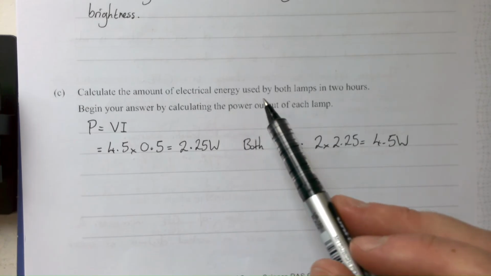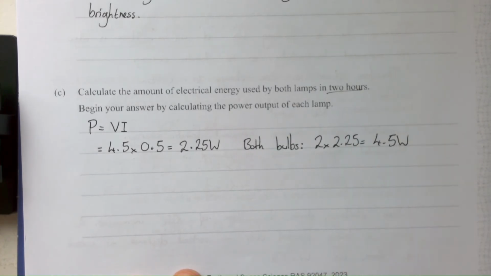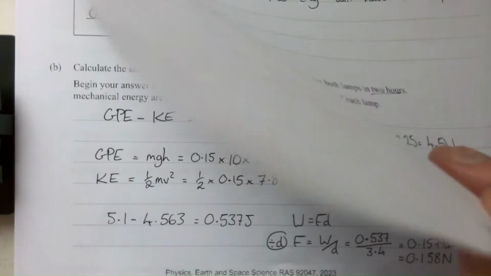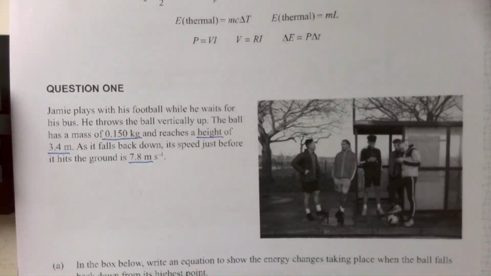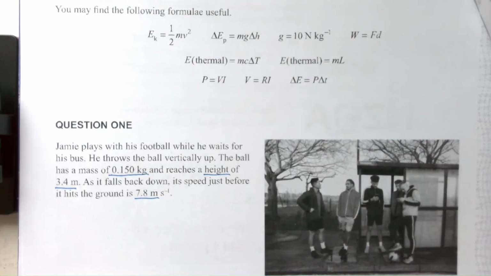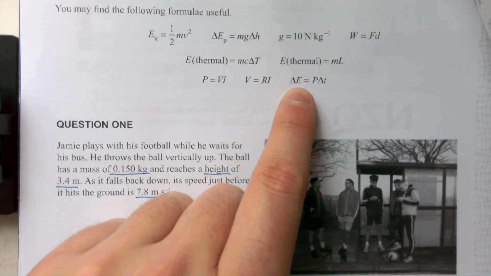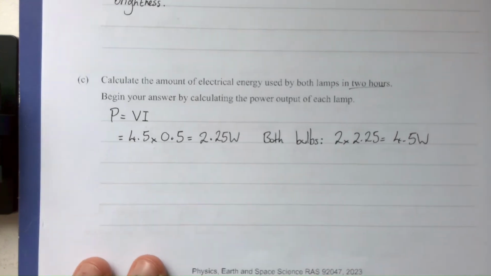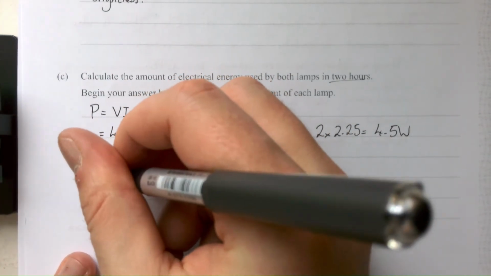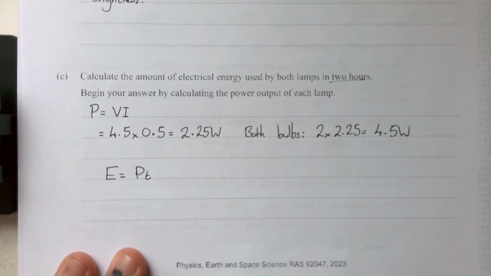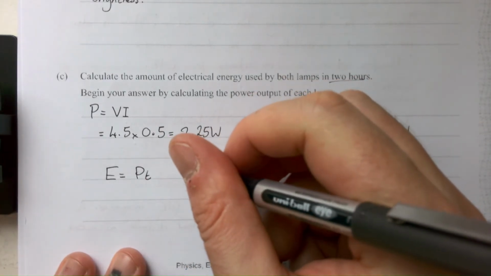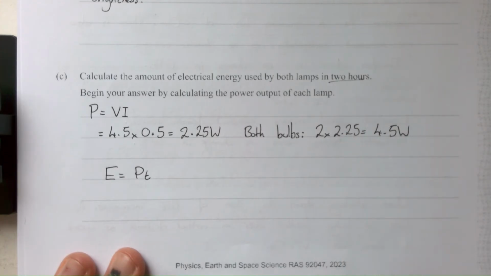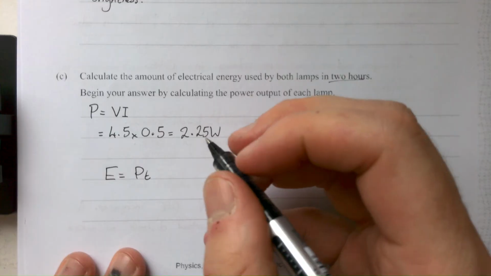We're told that both lamps are used for 2 hours, however, and we need to work out the amount of electrical energy. So now that we've got our power, we need to use an equation that relates power, time, and energy, which is this one here. Energy is equal to power multiplied by time. Our time, though, is given to us in hours. We can never use hours in these sorts of calculations. We have to always use seconds.